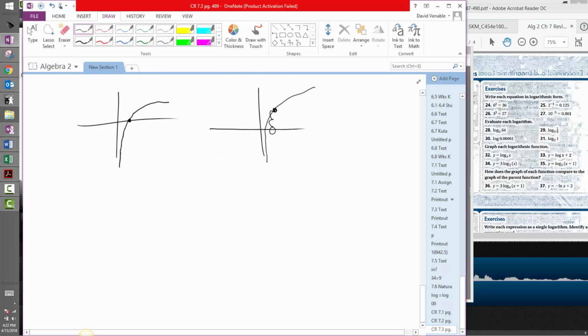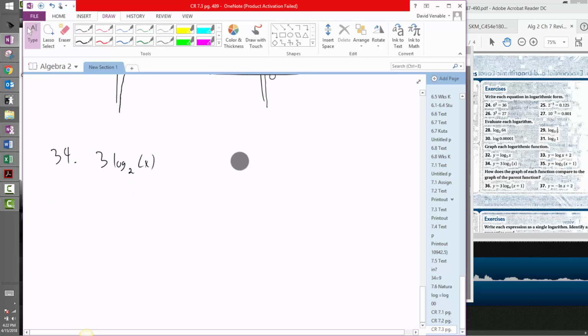Let's look at 34. This one is going to be 3 log base 2 of x. Okay? Now I'm going to graph 2 to the x instead. So the function 2 to the x looks like this. So the function log base 2 of x would look like this. It's a reflection of that. But here's the thing. It's multiplied by 3, so it climbs a little faster. It's going to be 3 times as tall everywhere it goes.